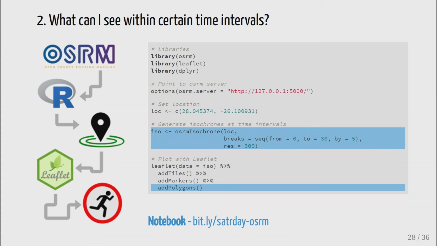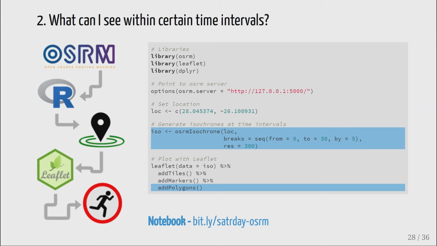The key function that I'm using here is OSRM isochrone. I could just generate one isochrone, but what I want to do is specify certain time intervals. That's why over here I've got the breaks in sequences from 0 all the way to 30 minutes by 5-minute increments. This result argument determines the depth of the pixels and how accurate your map is going to be. This takes some figuring out and playing around with to get the optimal map that you're looking for.